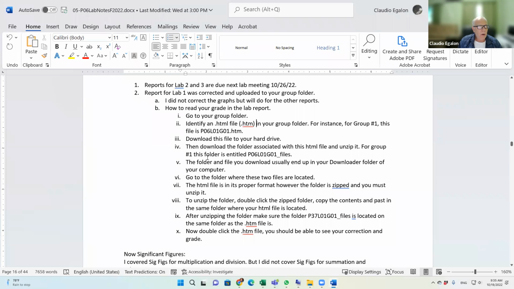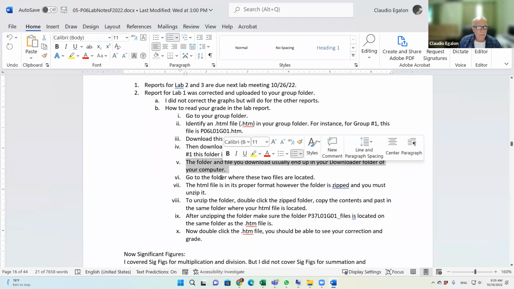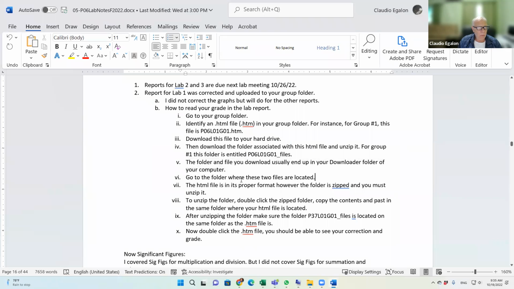Download this file to your hard drive, then download the folder associated with the file, okay? The folder and file you download usually end up in the downloader folder of your computer. Go to the folder where these two files are located. And this one has an additional step, right? Unzip it. Then download the folder associated with this HTML file. I'm gonna put a different line here.